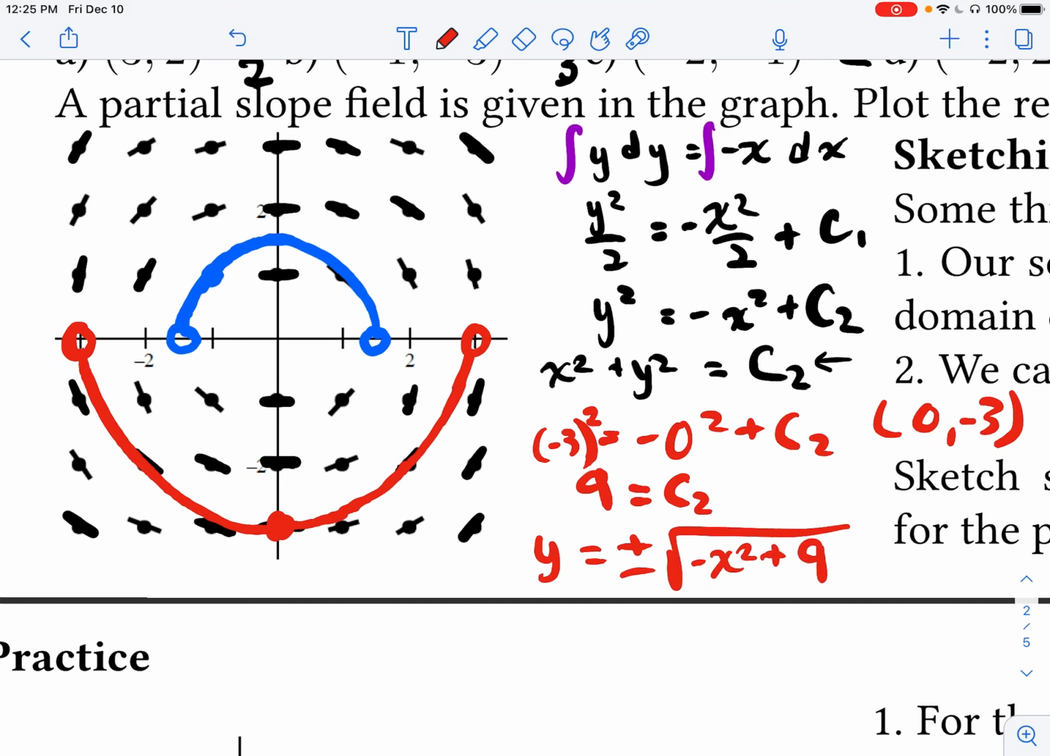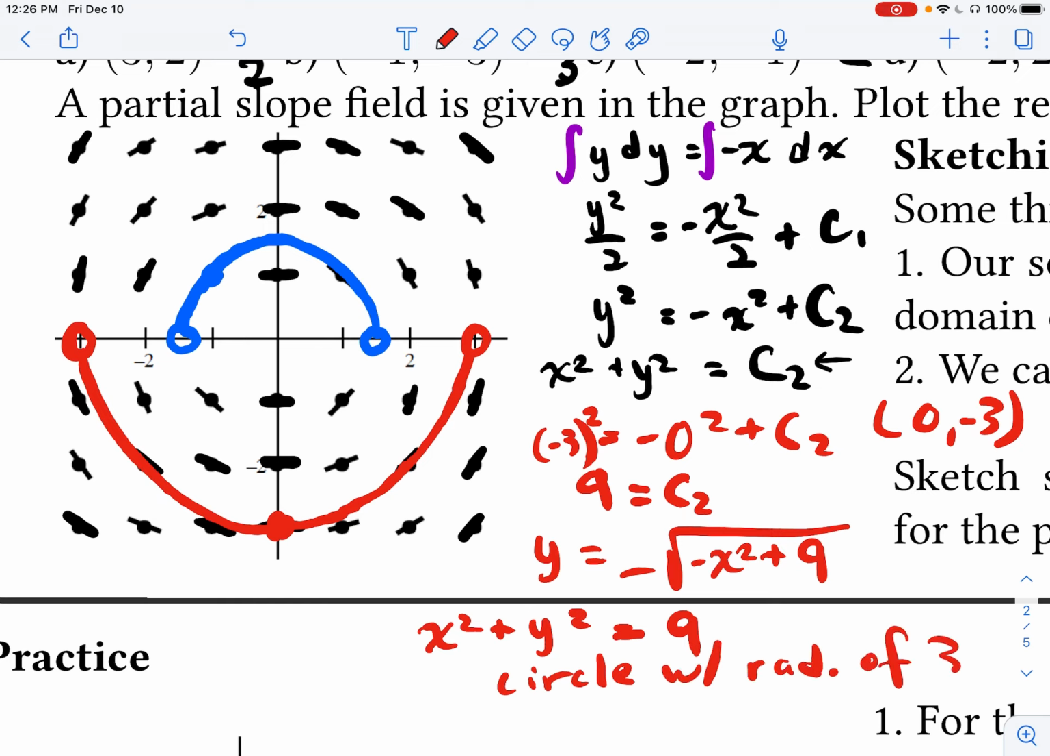And here we can see that, yeah, if our function goes to the point 0, -3, this should be the negative equation. And again, if you look at the general form of this, this would be x squared plus y squared is equal to 9, a circle with a radius of 3. And that appears to be pretty close to what we just sketched.